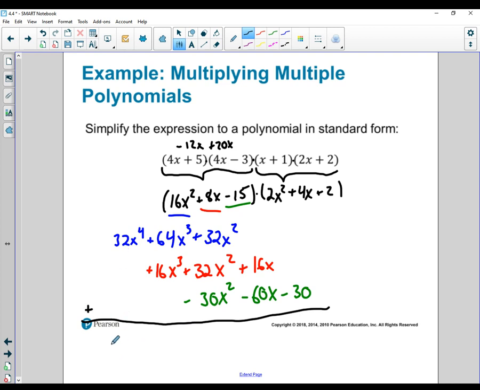And then because I set it up so nicely for myself, I made it really easy to add these. We have 32x to the fourth all by itself. 64 plus 16, that's 70, 80 x cubed. 32 minus 30 is just going to be 2 plus 32, so plus 34x squared. And then 16x minus 60 is going to be a negative 44x. And then that minus 30 is all by itself.